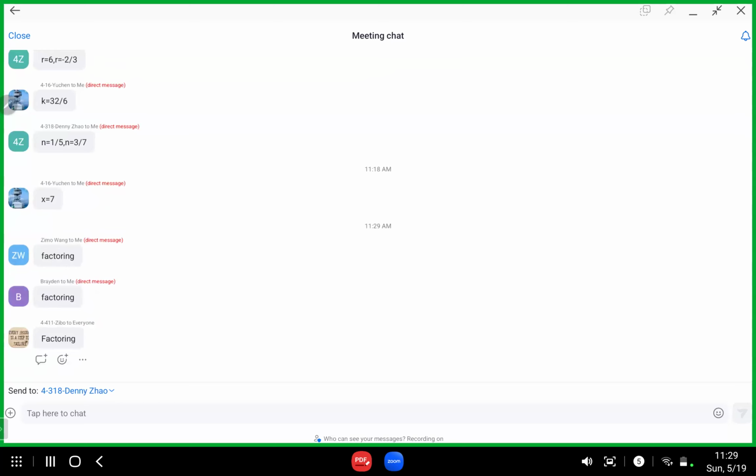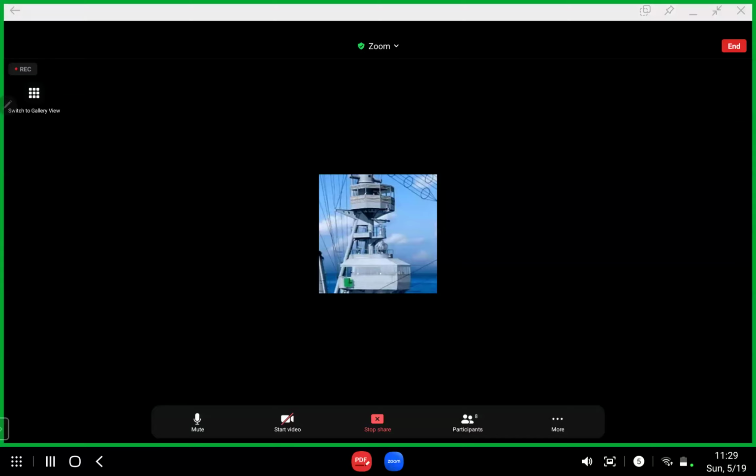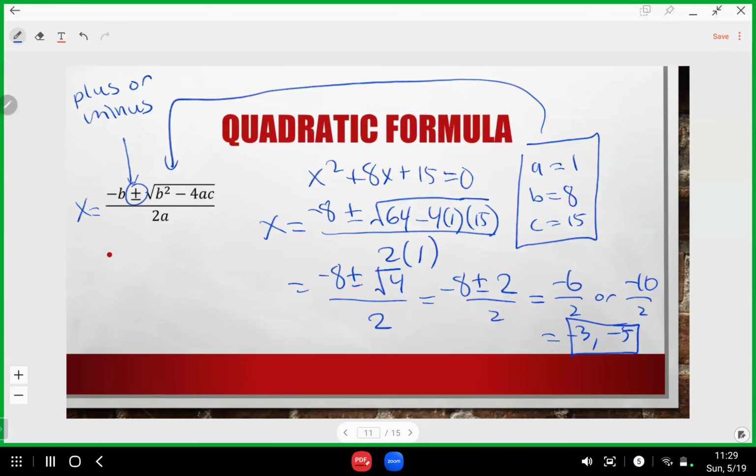I think most people like factoring, right? Because with this quadratic equation, you have to plug it in, and it seems very annoying, right? It is very annoying. So that's good that most people would prefer factoring, but the quadratic formula you must use if you cannot factor.